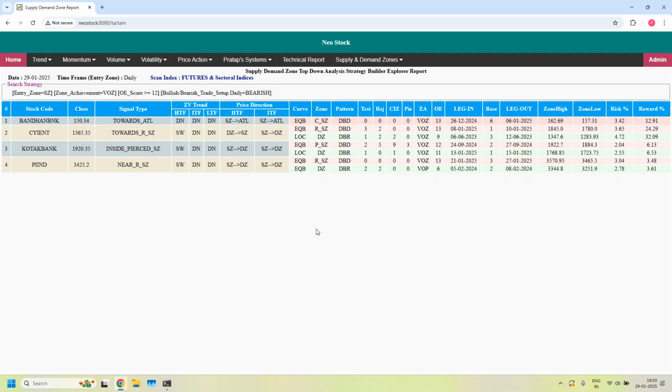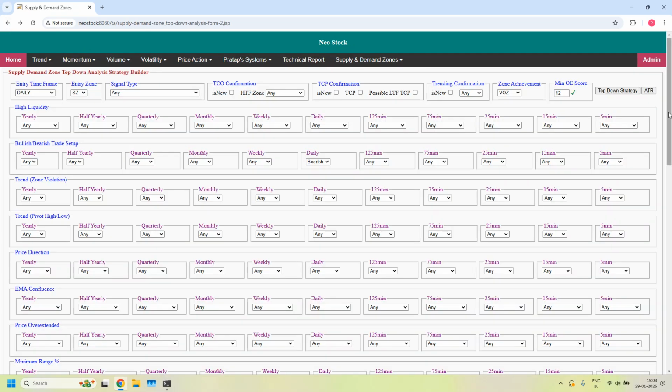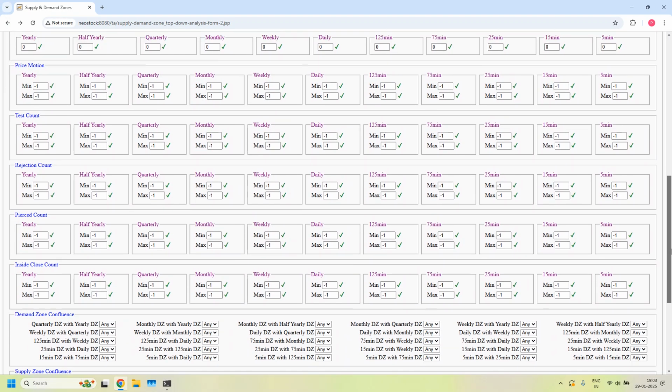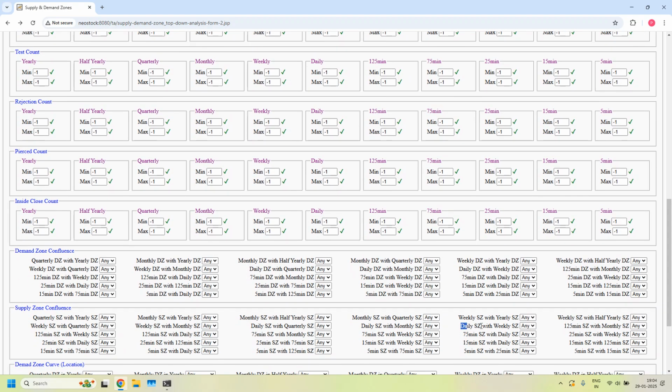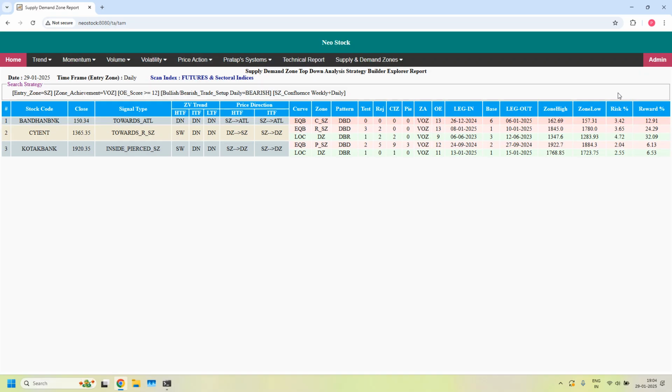So within these 4, we can further filter based on the zone confluence. First filter, LTF, ITF supply zone confluence. That is daily and weekly supply zone confluence. Supply zone confluence we have to use. Daily and weekly supply zone confluence. That filter is enabled. We got 3 stocks. Out of 4 we got 3. And these daily supply zones are part of the weekly supply zone.